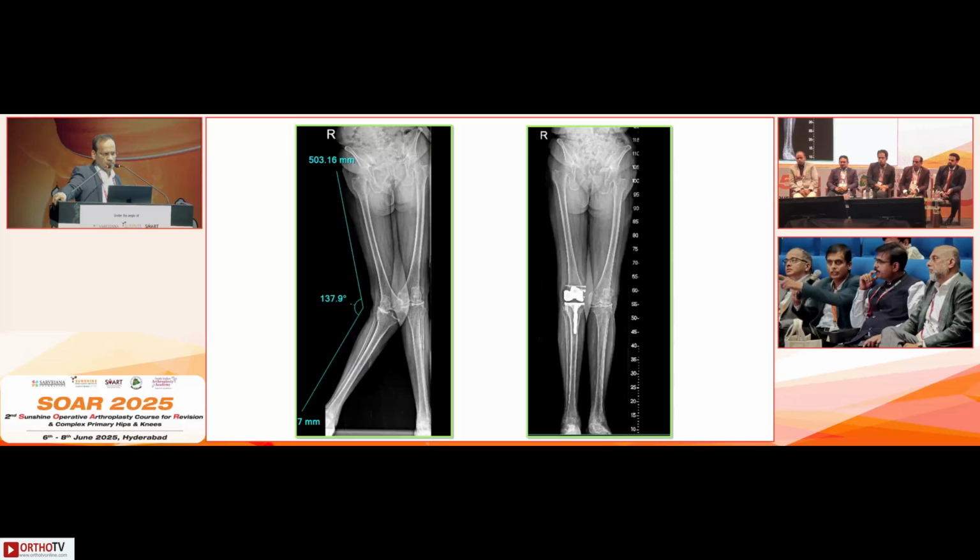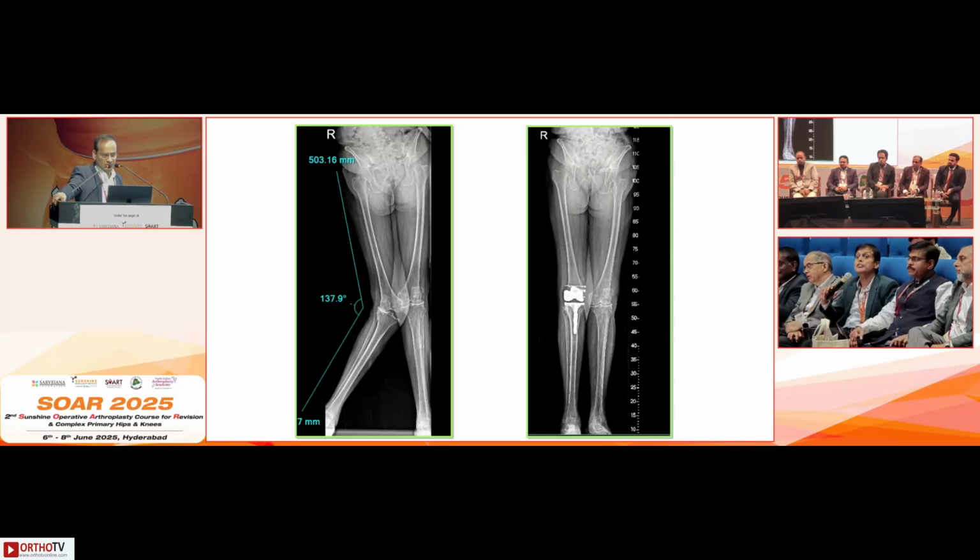So stress views. Do you have a stress view? It's a weight bearing full length. No, stress view. Stress view.